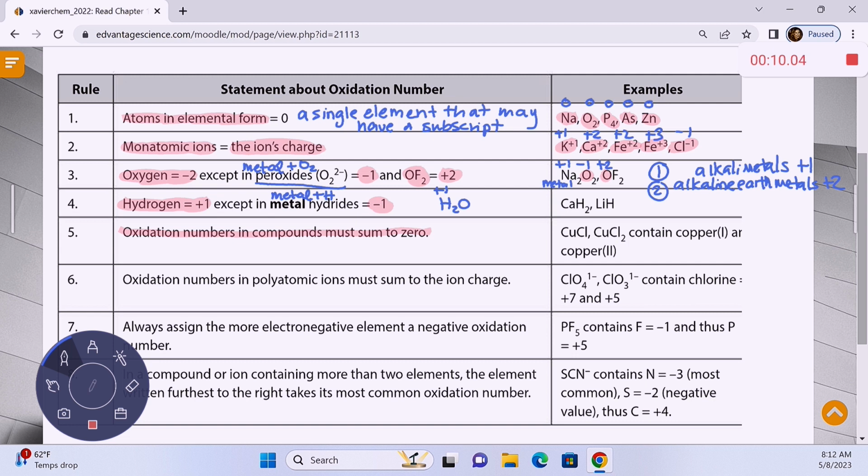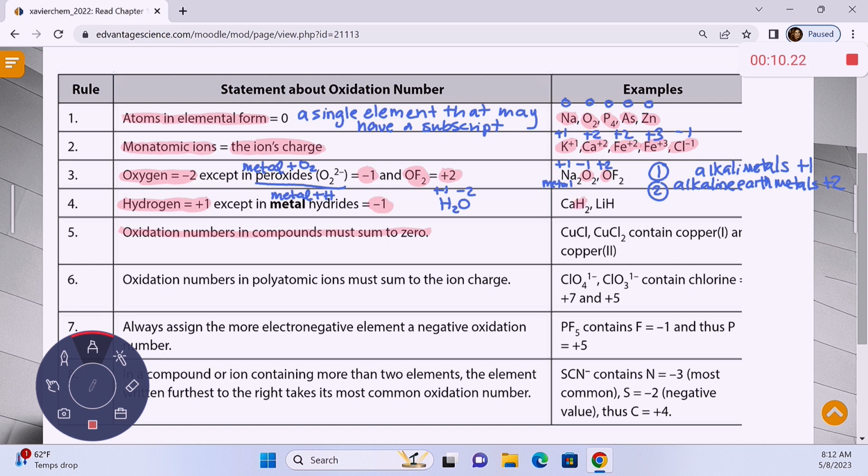Okay? If I've got 2 hydrogens and a +1, isn't this a +2 overall over here? What would oxygen's oxidation number be? -2, because they have to add up to 0. Okay? Okay, let's take a look at the examples that they gave us over here.